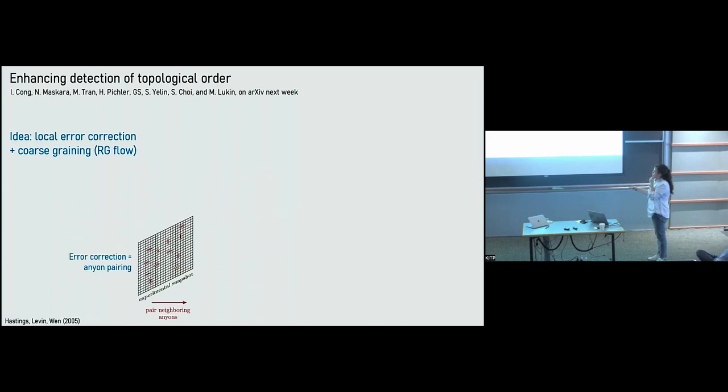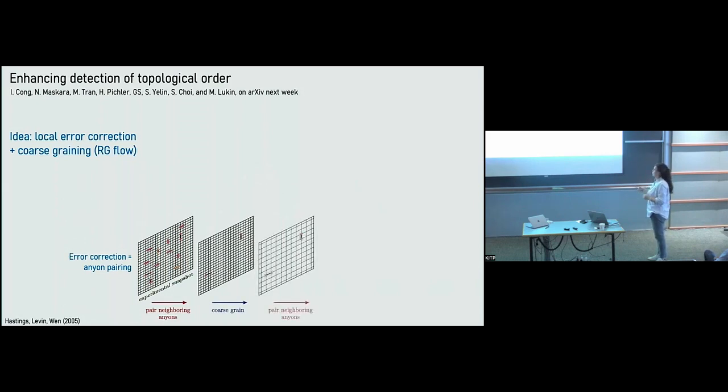First of all, we do error correction by pairing anyons. Here I'm showing you an example on the toric code, which is easier. We take a snapshot and we pair anyons that are next nearest neighbors, so they are a distance 1 from each other, and we correct for them. We flip the spins that correspond to those anyons. And then we do a first round of coarse graining, so we reduce the number of qubits.